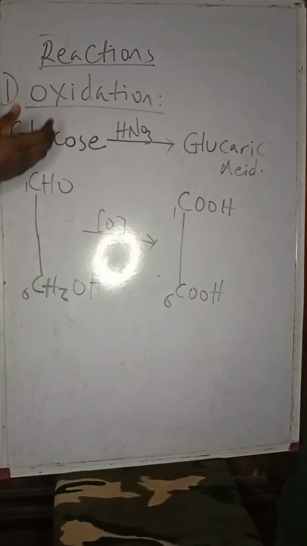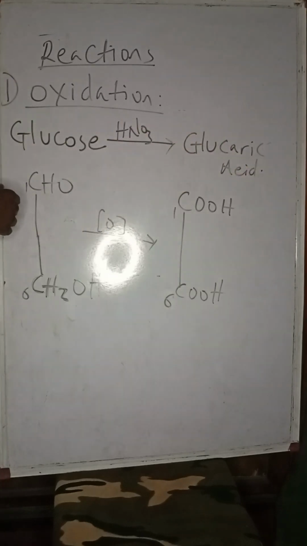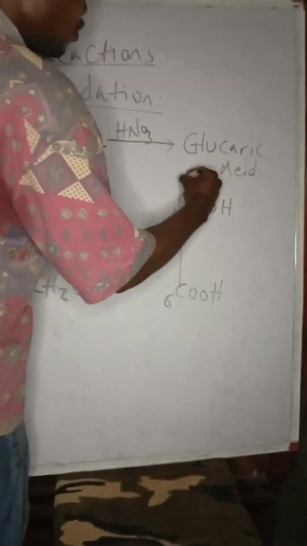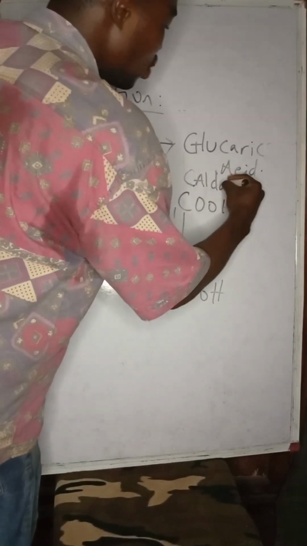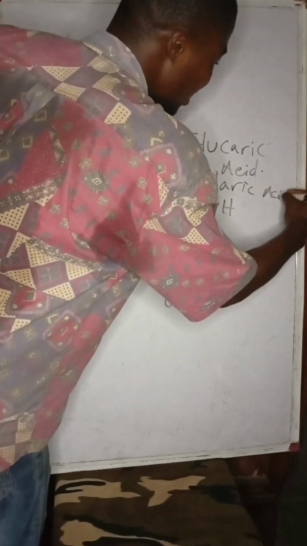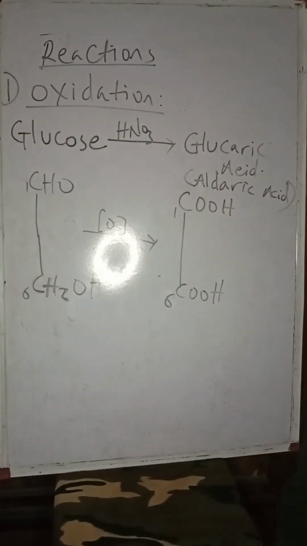So aldoses undergo this reaction. If it's an aldose, you form an aldaric acid. The general acid formed when aldoses are placed in HNO3 is known as aldaric acid. It's a group of acids called aldaric acids. So if it is galactose, you get galactaric acid. Yes, galactaric acid. So this is for powerful oxidation.